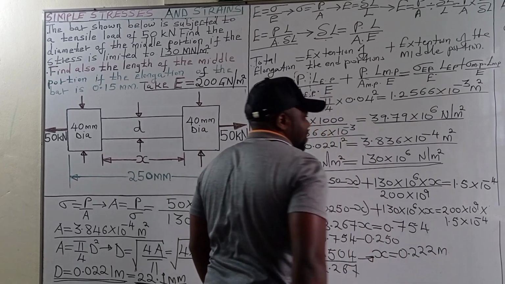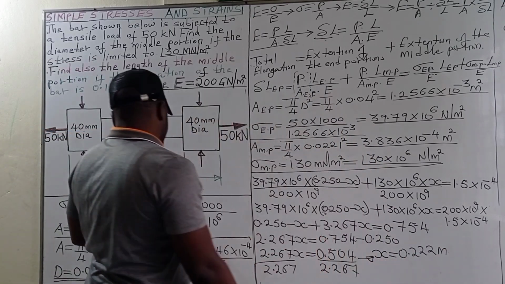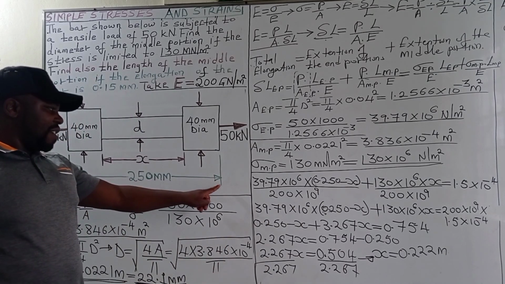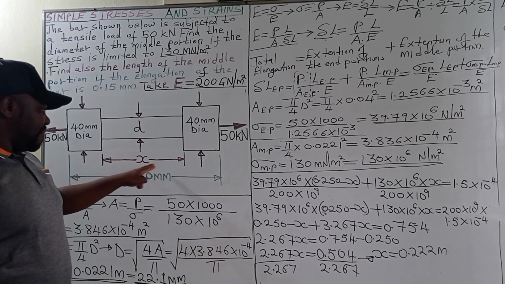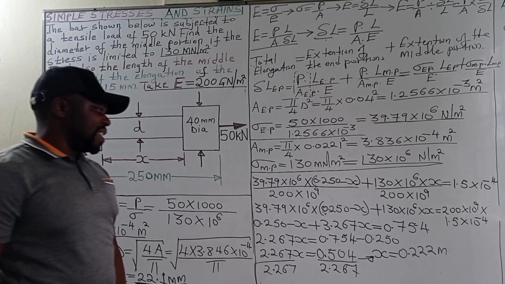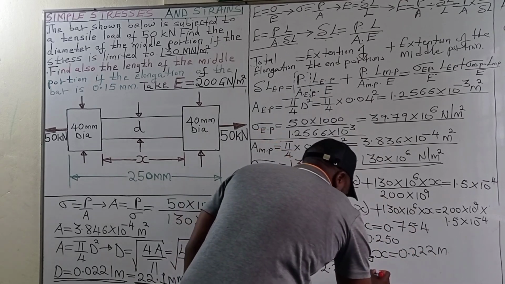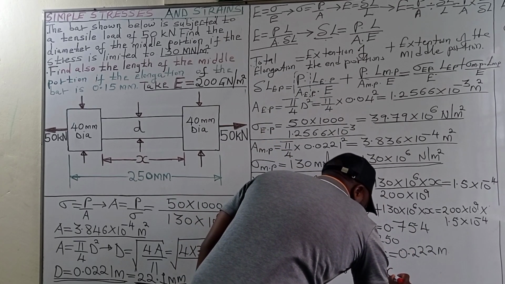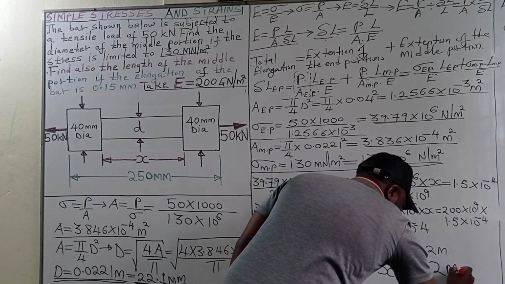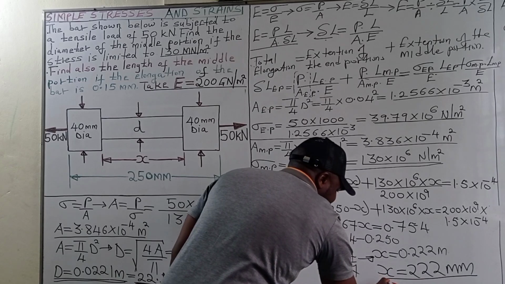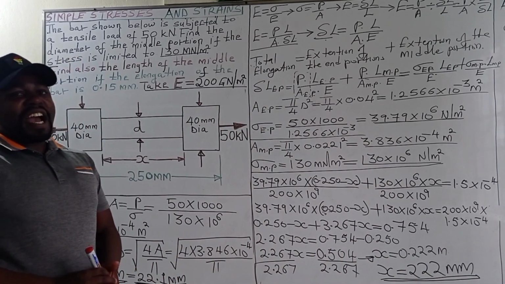0.222 meters. Now, since the entire length of the bar is given in millimeters, we are going to give the length of the middle section in millimeters as well. So multiply this by 1000. And therefore, the length of the middle portion will be 222 millimeters. So, ladies and gentlemen, that's how we go about it.